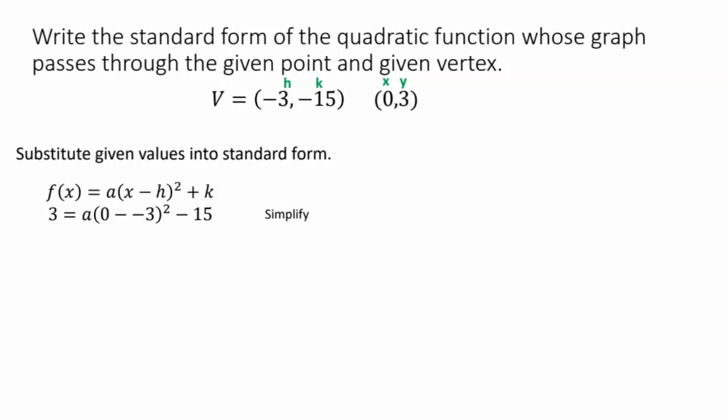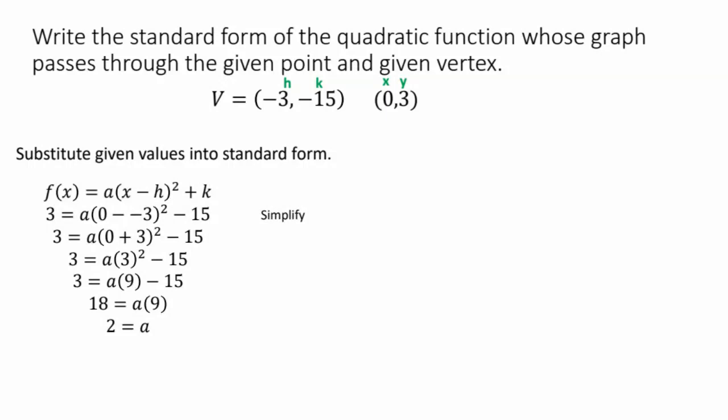Okay? All right, so when we plug this in, let's go ahead and simplify. A negative with a negative is a positive. 0 plus 3 is just 3. 3 squared is 9. We're going to subtract 15 on both sides. Sorry, add 15 on both sides. So 3 plus 15 is 18. And now divide by 9 on both sides. So a is equal to 2. So now we can write our equation, which is 2 times (x plus 3) squared minus 15.